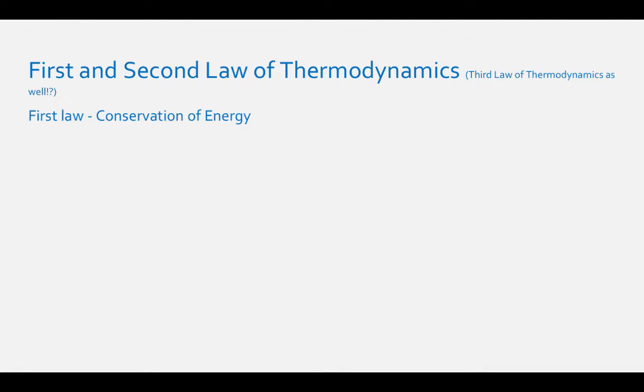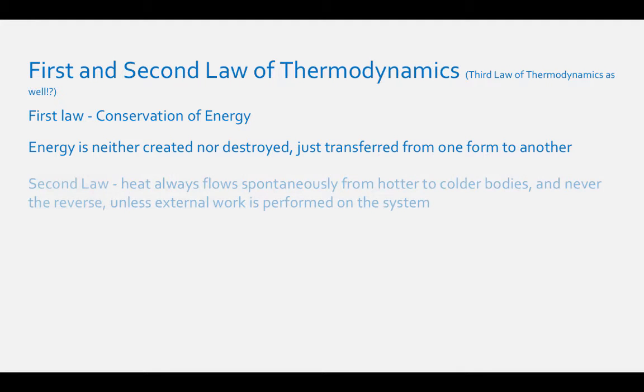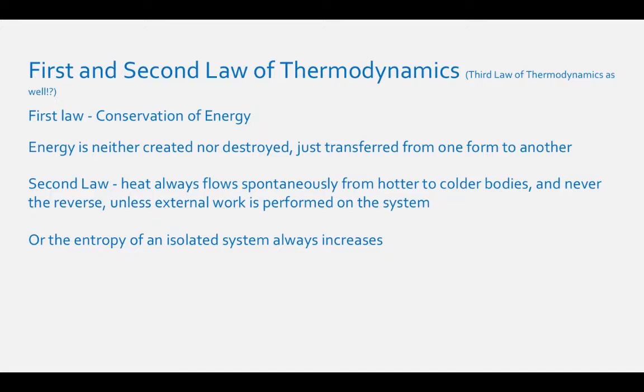The first law of thermodynamics is the conservation of energy law. It states that energy is neither created nor destroyed. The second law of thermodynamics pertains to the direction of natural processes. For example, heat always flows spontaneously from hotter to colder bodies, and never the reverse, unless external work is performed on the system, or the entropy of an isolated system always increases. And there is a third law of thermodynamics as well, but we will talk about that one later.